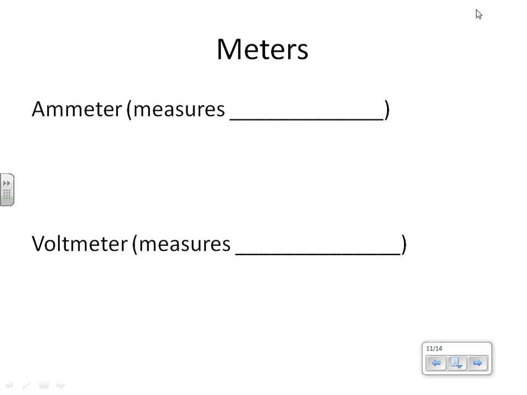No, my smartboard just disconnected. Okay, so you guys can just write this in maybe. I'll try and disconnect it and reconnect it again.